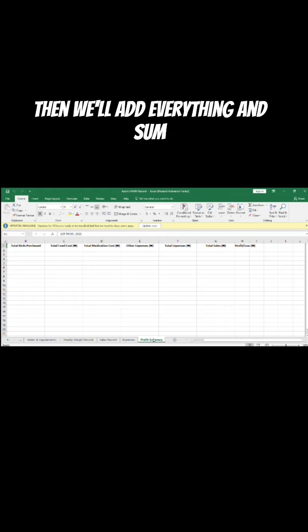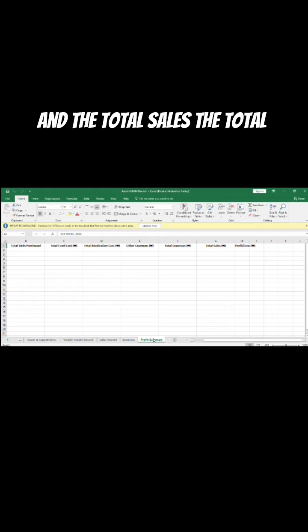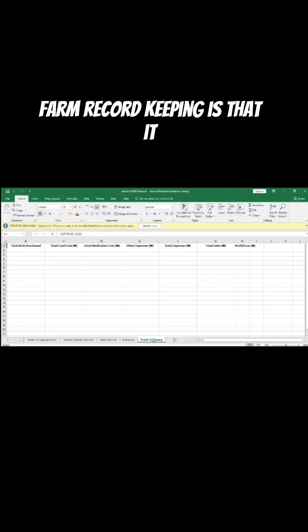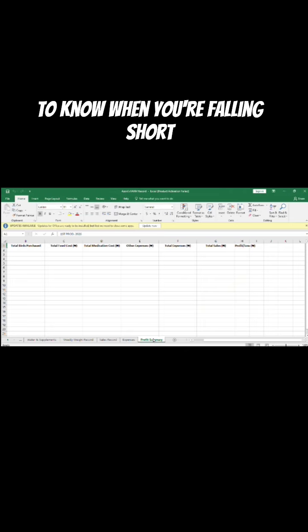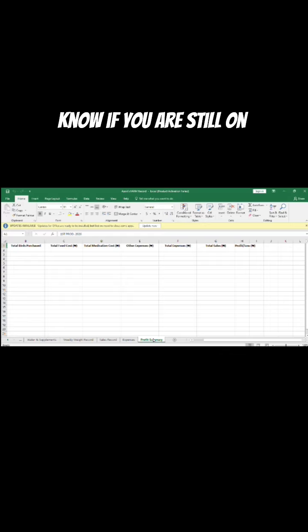Then we'll add everything and sum it up for the total expenses and the total sales. The total sales from the birds we sold will be here. Then we'll subtract to know our profit or loss, so that we can calculate if truly we made a loss or profit in each production. One of the importance of farm record keeping is that it helps you navigate and know where you're falling short, and helps you know if you are still on the right track, especially when it comes to profit or loss.